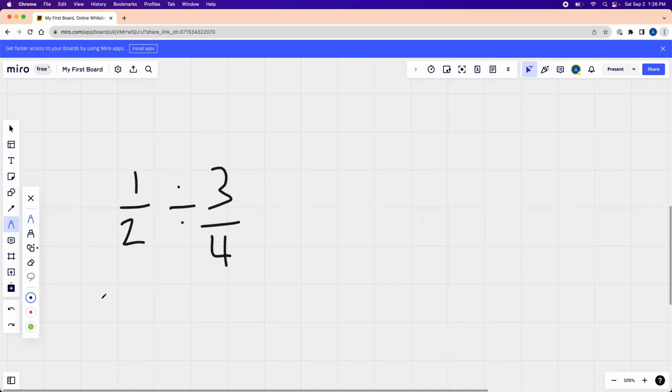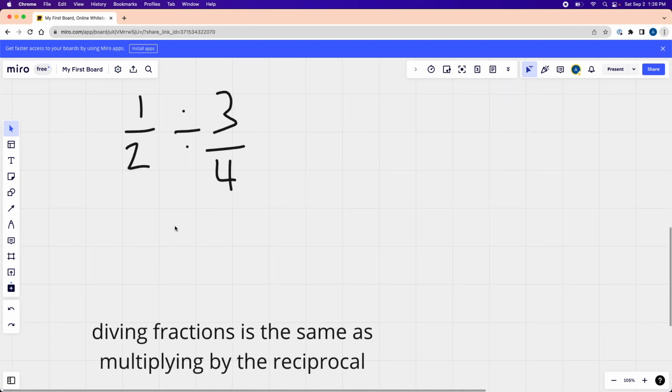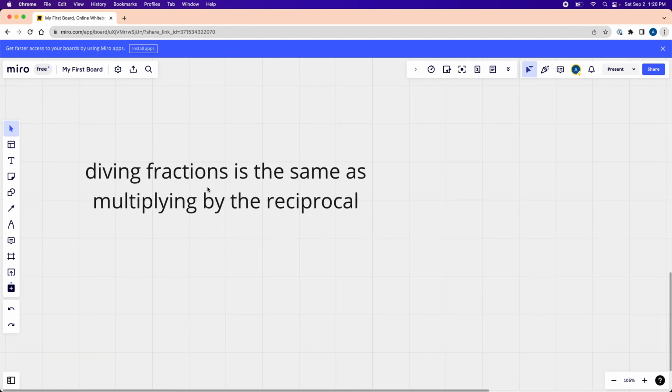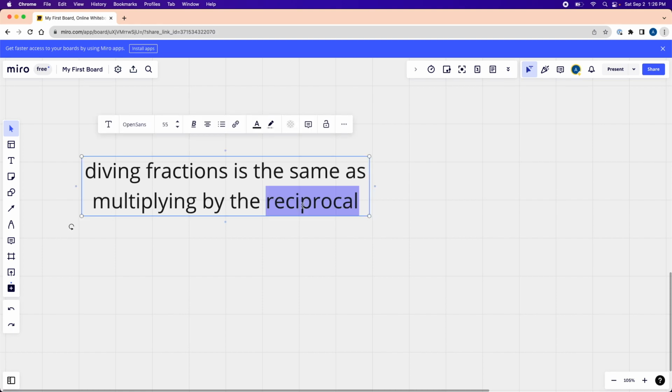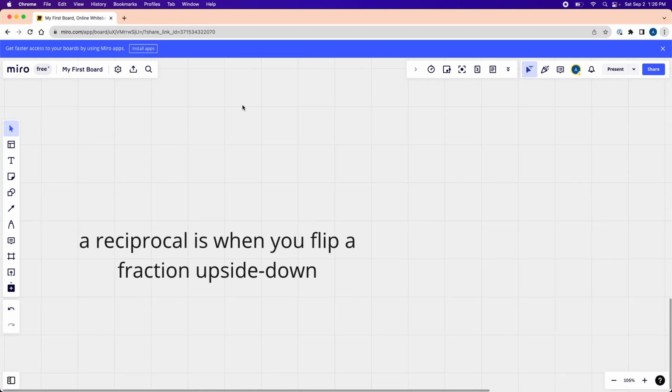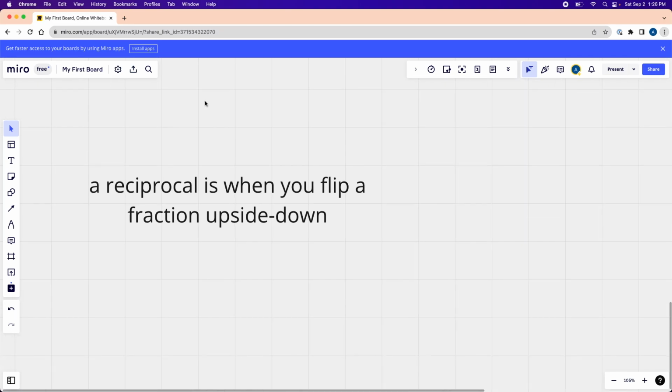In this video, we are going to learn about dividing fractions. So if I have a simple equation here, like 1/2 divided by 3/4. Well, in order to divide by fractions, what we need to know is that dividing fractions is the same as multiplying by the reciprocal. And now you might be asking, well, what the heck is a reciprocal? A reciprocal is when you flip a fraction upside down.